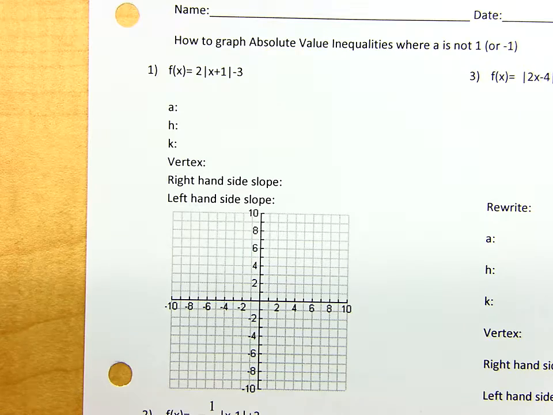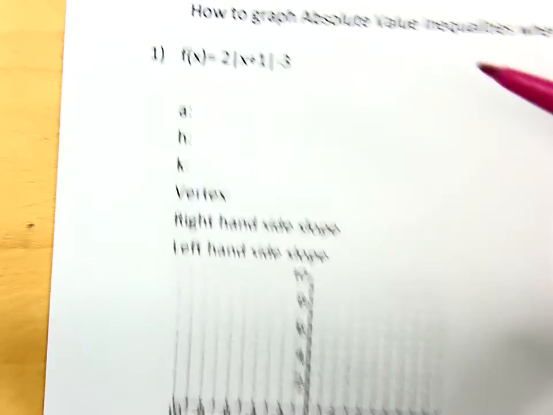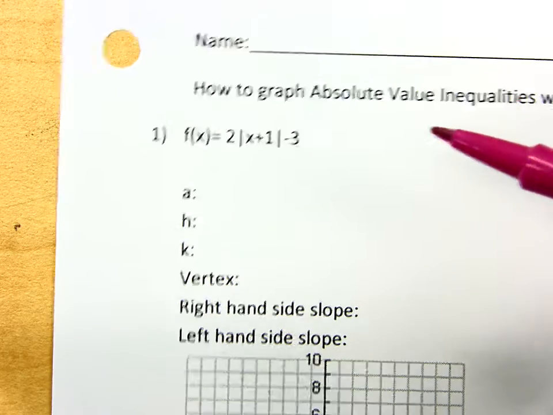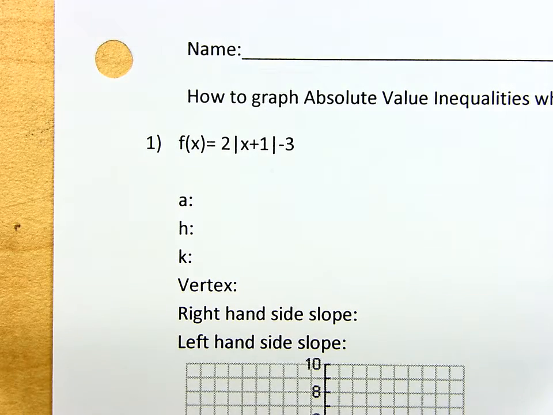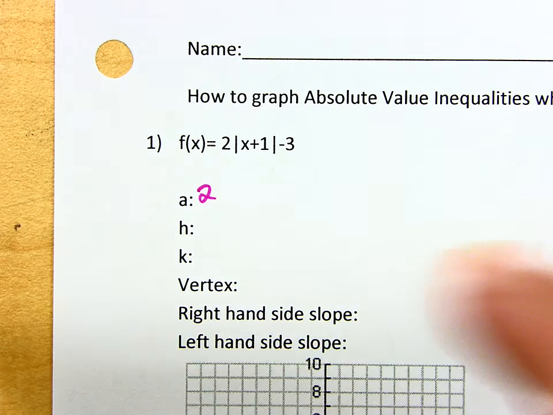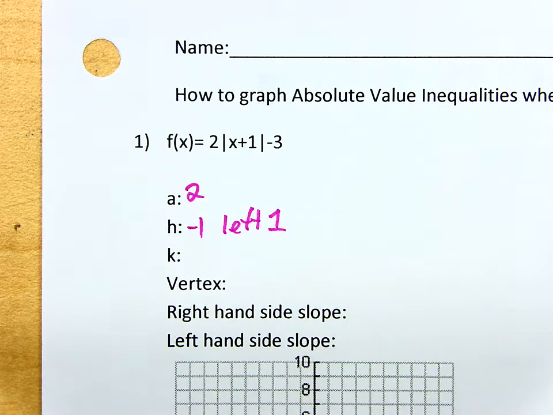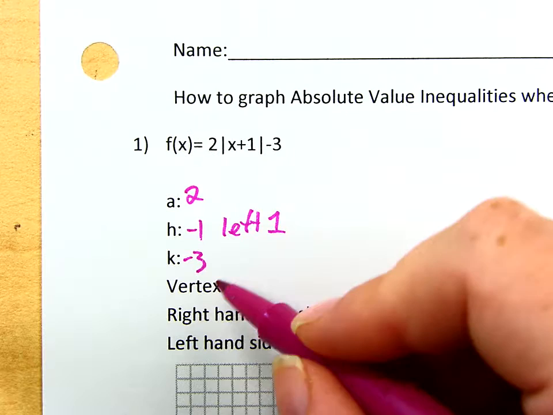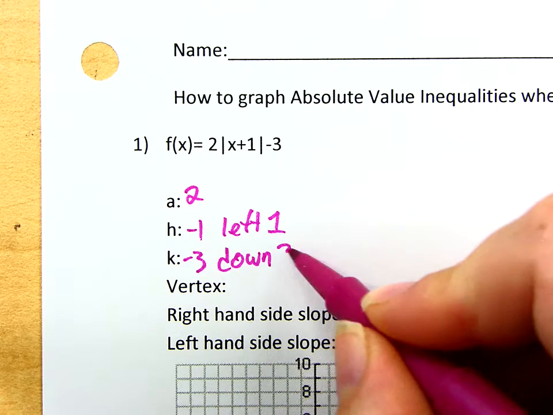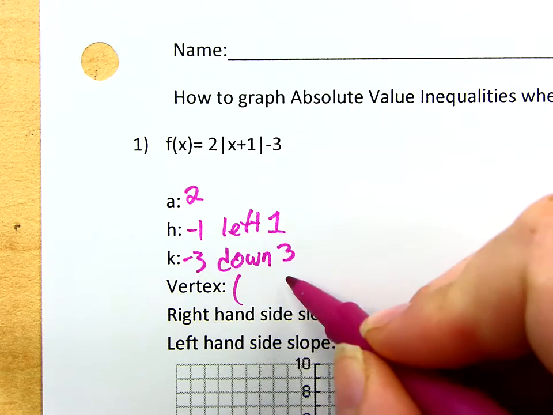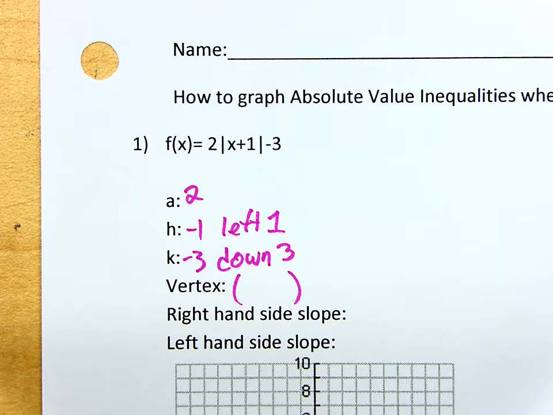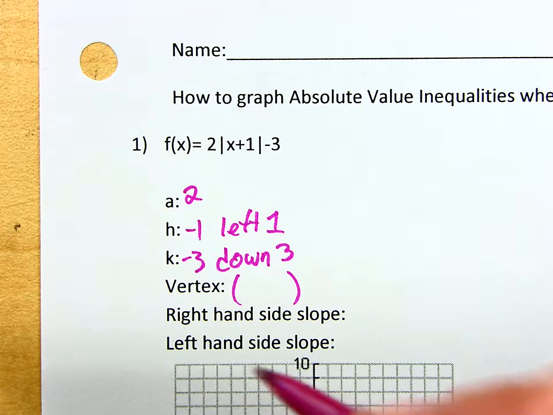All right, so in this first one, let me zoom in a little bit more. What is the value of a? 2. What's the value of h? -1. So again, that means we're going to go left 1. K is -3, so we go down 3. So if I ask you for the coordinate of the vertex, where that corner is going to be, where is it? If you're going to go left 1, down 3, it's going to start at -1, -3.